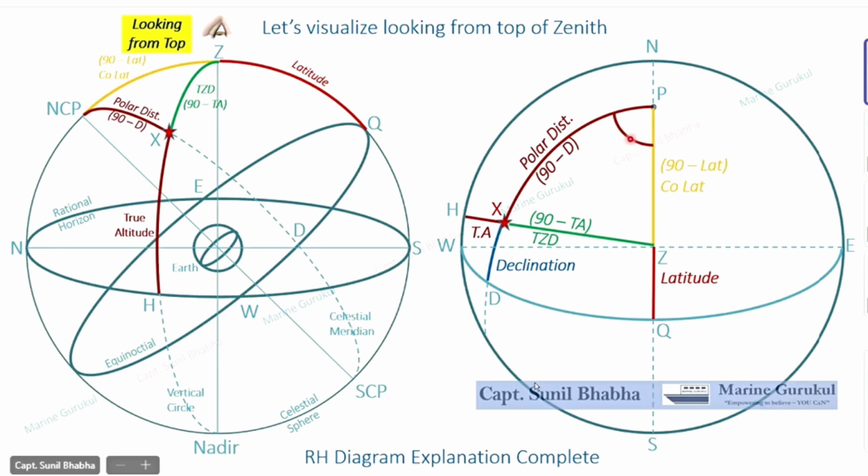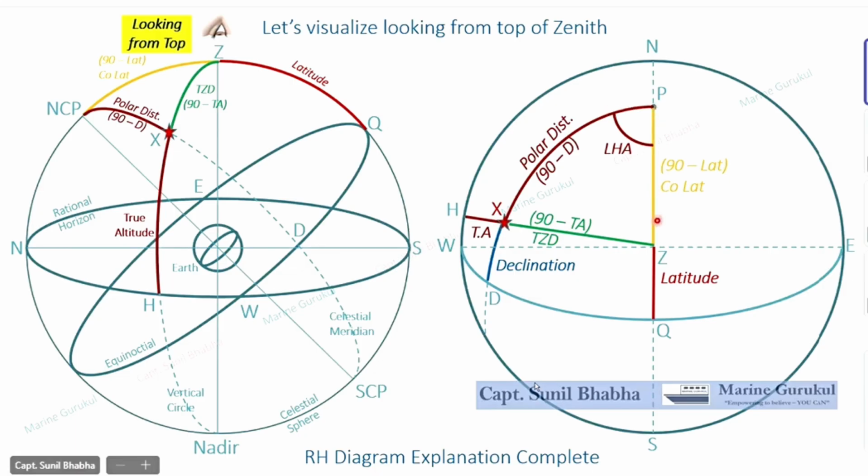Now this is the definition of LHA, local hour angle. Angle at the pole contained between the celestial meridian of the observer and the celestial meridian passing through the celestial body, measured westwards. You can see from the observer's meridian, we are measuring this angle in a westerly direction. The left side in the diagram is the westerly direction. So this angle P is the LHA, local hour angle of the body.